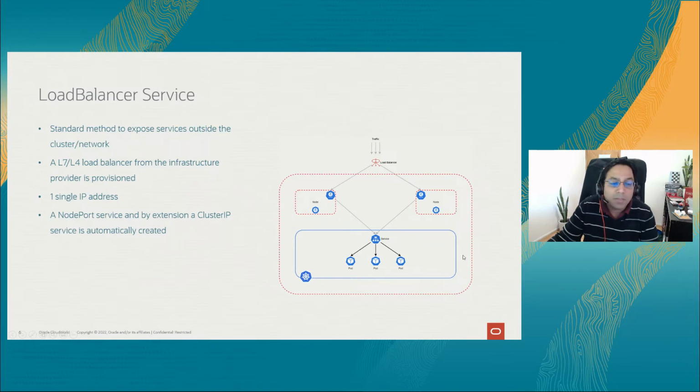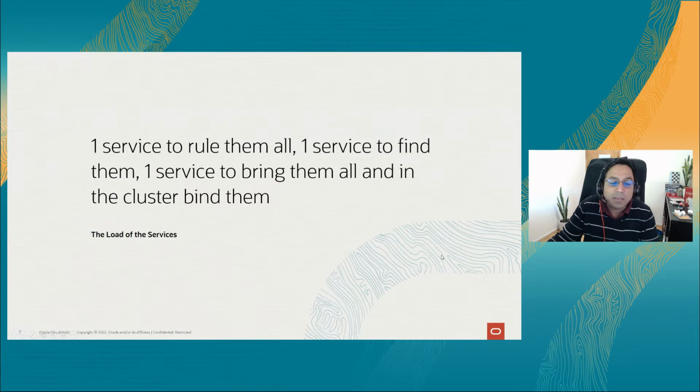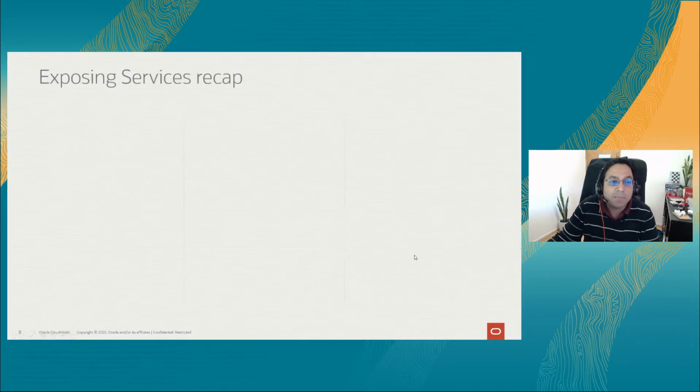When you create a service of type load balancer, a service of type node port, and by extension, a service of type cluster IP is automatically created. Now, the way to think of the load balancer service is a bit like the ring of power in Lord of the Rings. One service to rule them all, one service to find them, one service to bring them all in, and in the cluster bind them. So let's recap a little bit about what we have learned around Kubernetes service.